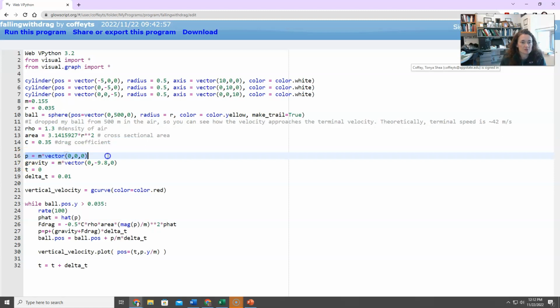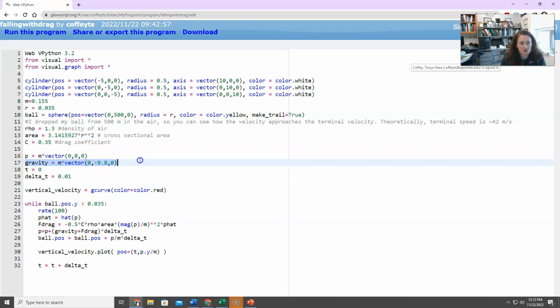So my momentum, I'm going to start off releasing my ball from rest. So I have m times v, but my velocity is 0, so m times the vector 0, 0, 0. Remember, you should initialize your variables, and then once you're in the loop, you update their values. So that's why I give it the initial value here outside of the loop.